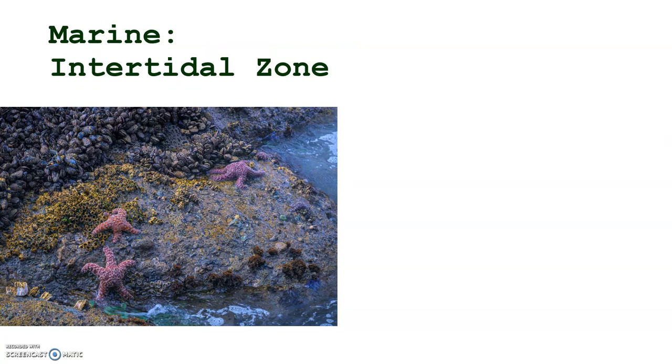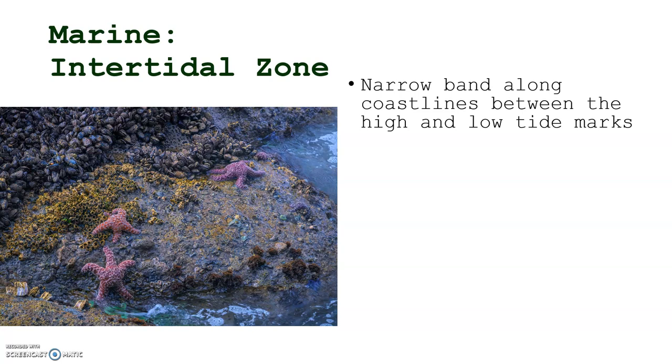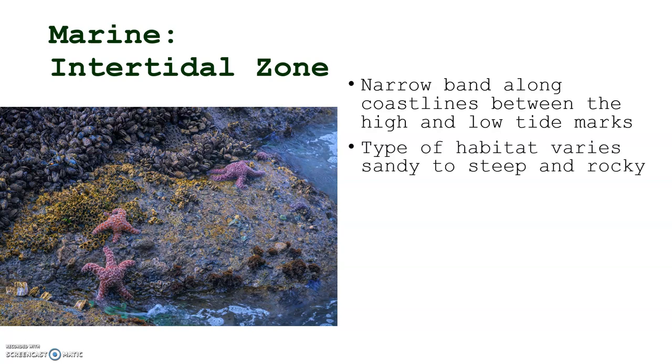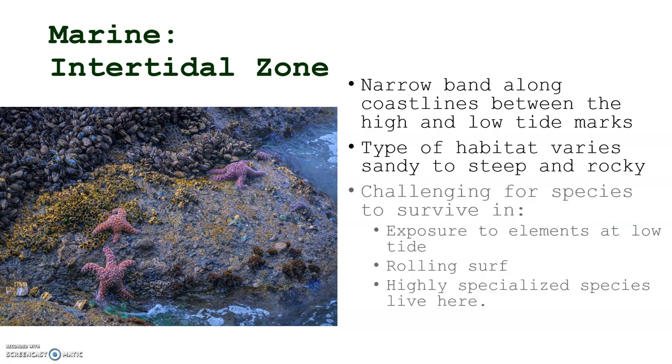In the marine, we also have this intertidal zone that we mentioned. This is that zone right where the waves hit. It's the narrow band along coastlines between the high and low tide marks. And so you need some really adaptive organisms to live there. The habitat varies from sandy, think of the beach along the Jersey Shore, to rocky, I think of Maine.